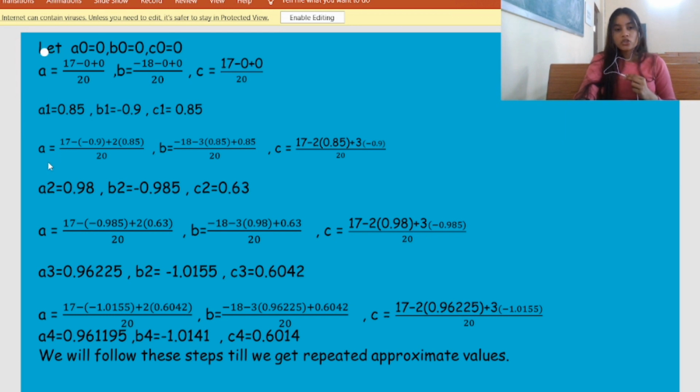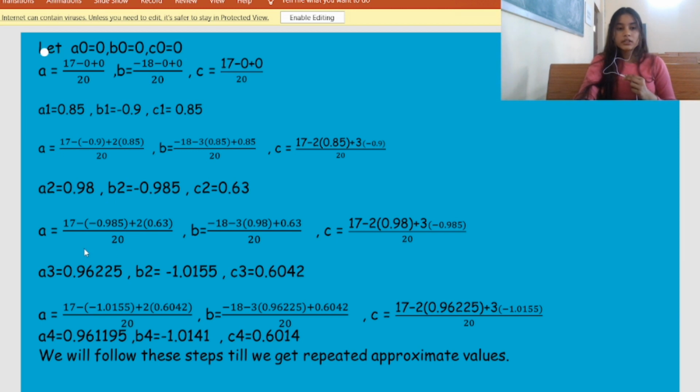On second iteration, we'll put the values a1, b1, c1 in the place of a, b and c. On solving these equations, we'll get a second set of values for a, b and c. a2 equals 0.98, b2 equals minus 0.985, c2 equals 0.63.